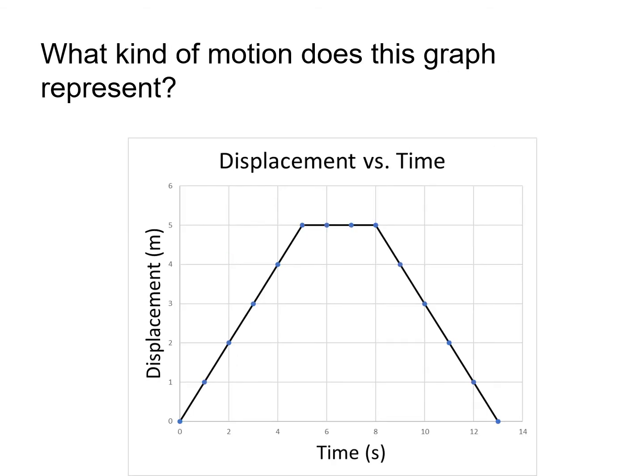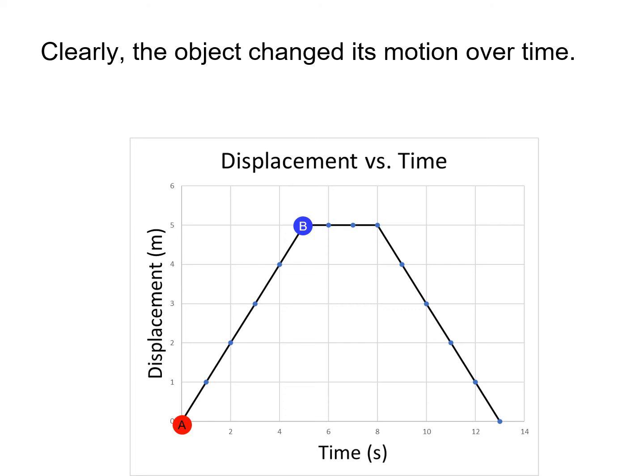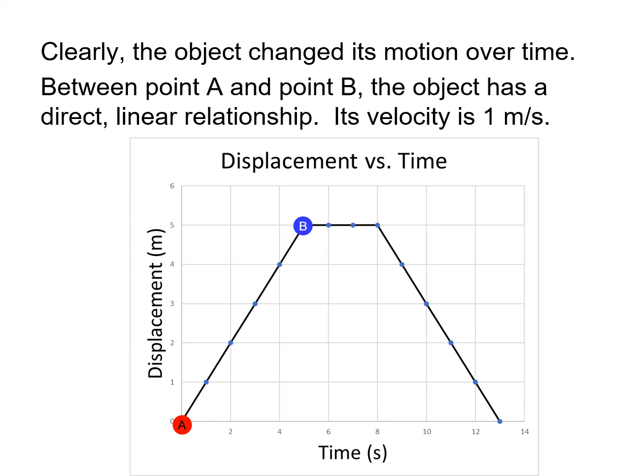The first 3 examples were simply straight line segments, but here we have a more complicated graph. What kind of motion is represented here? Clearly, the motion of this object changes over time. Between points A and B, or time 0 and 5 seconds, the object has a direct linear relationship, and in fact, its slope is 1 meter per second, so its velocity is 1 meter per second.